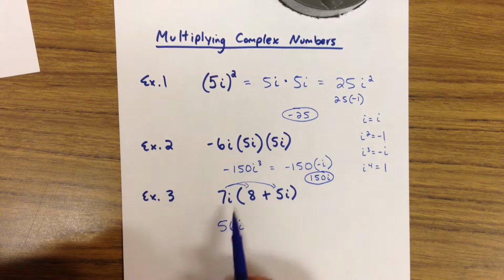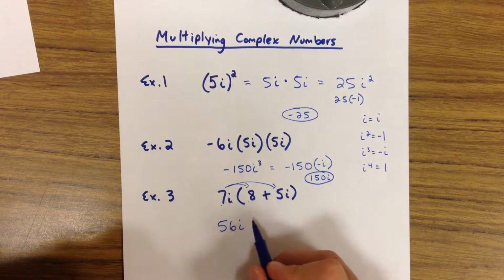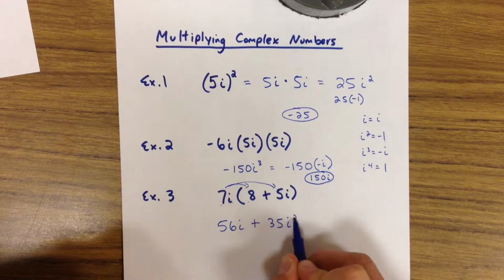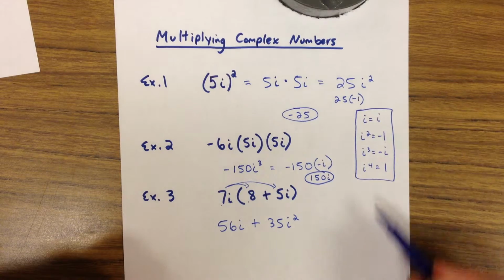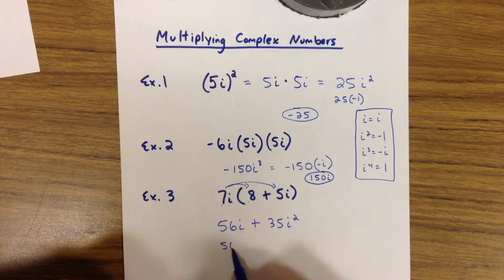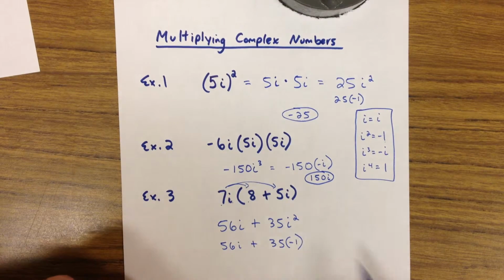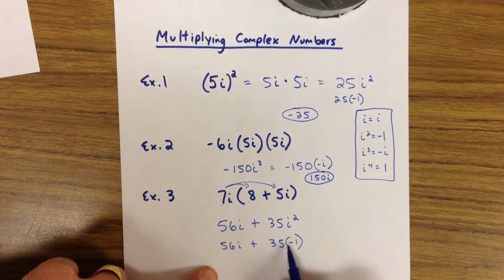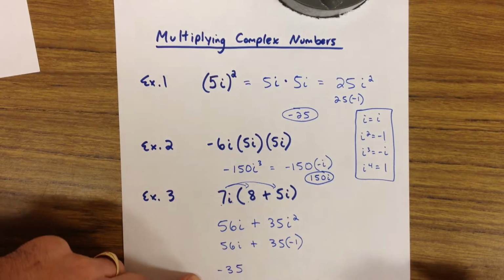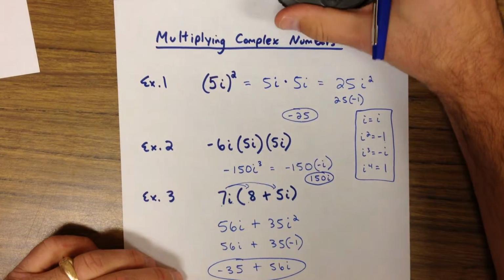7i times 8 is 56i. 7i times 5i is 35i squared. From there, again, I'm going to use the fact that i squared equals negative 1. So I have to replace the i squared with negative 1. So that's negative 35. When I rewrite this, it's negative 35 plus 56i. There you go.